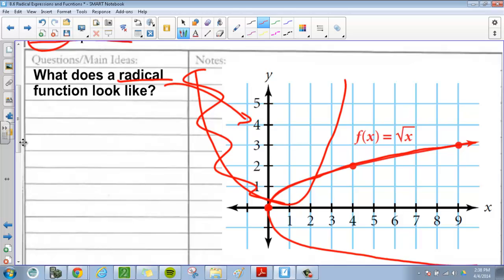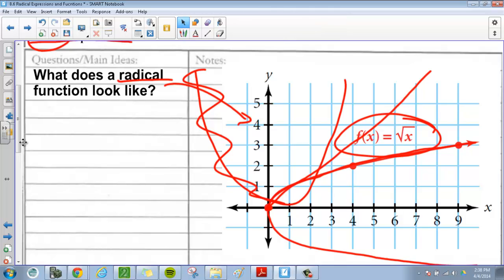And the inverse is really just if you drew the line y equals x. It's just a mirror image on both sides of that line. Okay? And a radical function, it would be something just like this. F of x is equal to square root of x. So that's what a radical function would look like. And this is the graph of a radical function.